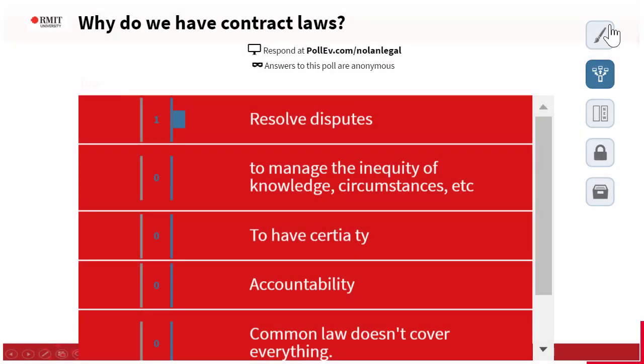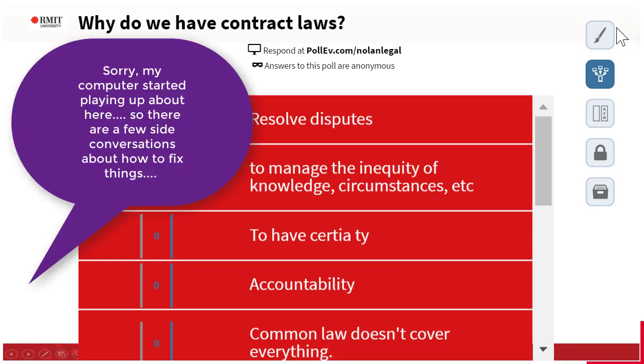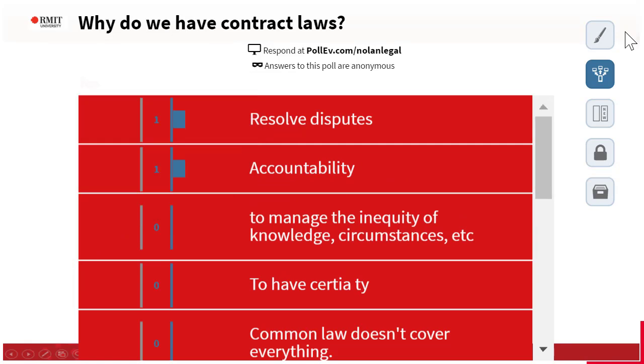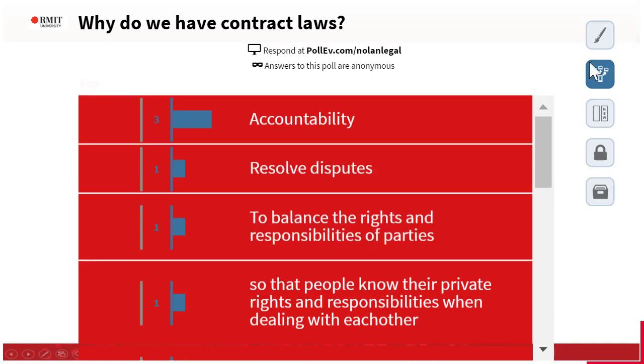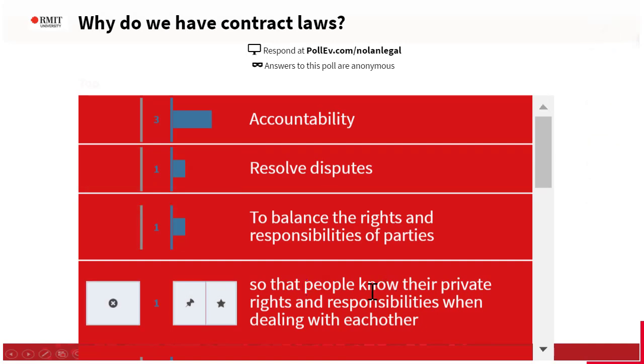Oh, by the way, you've probably worked out, because somebody's done it already, if you like a particular response, you can vote for it and it will head up. So we need contracts to resolve disputes. We need contracts for accountability, to manage the inequity of knowledge, circumstances, etc. Oh, you guys are faster than me. So that people know their private rights and responsibilities when dealing with each other. I particularly like, can we talk about this one for a second?